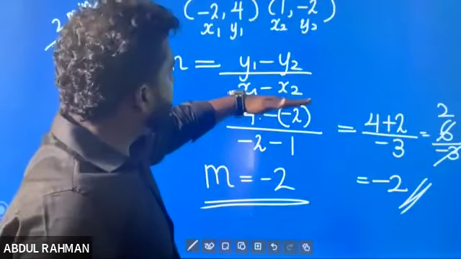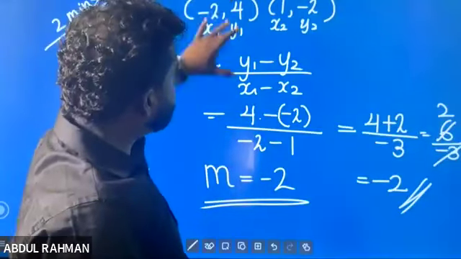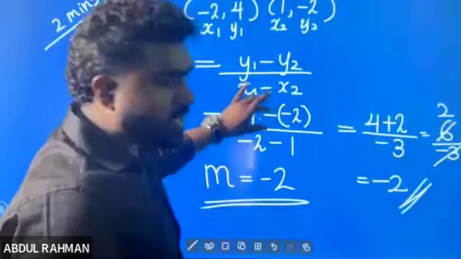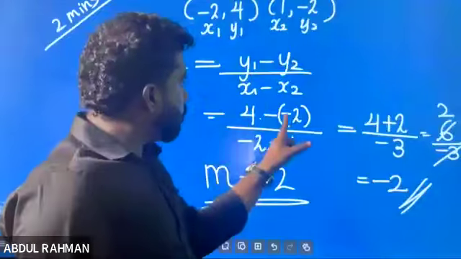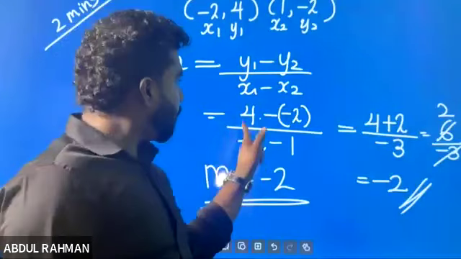Now you are going to substitute the value of y1. What is the value of y1? y1 is 4. I substitute that, and in the equation I have a minus. What is the value of y2? y2 is equal to minus 2. When I have two same symbols, I apply a bracket and write 4 minus, bracket, minus 2. I'm done with that. I'm coming to the x.